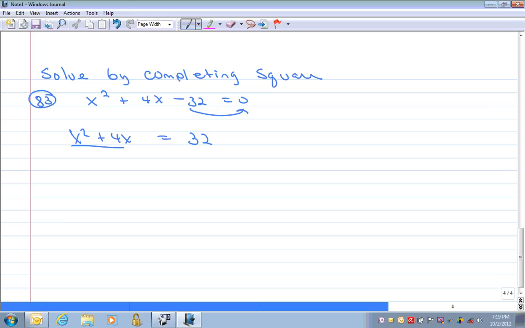That means we're going to add something to force it to be a perfect square binomial. So we're going to set up to do that. We're going to set up our parentheses. Oh, before we do that, we're going to do our blank. So we'll write it again. We're going to write x squared plus 4x, and then it's going to be plus a blank. And then we're going to go equals 32 plus a blank.